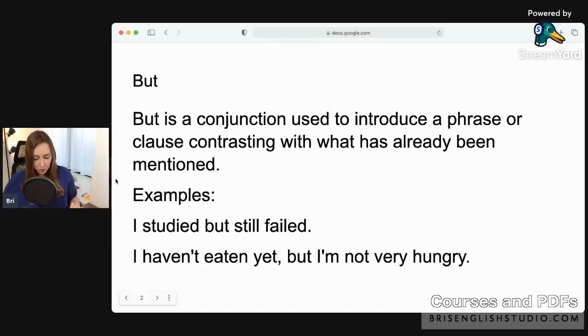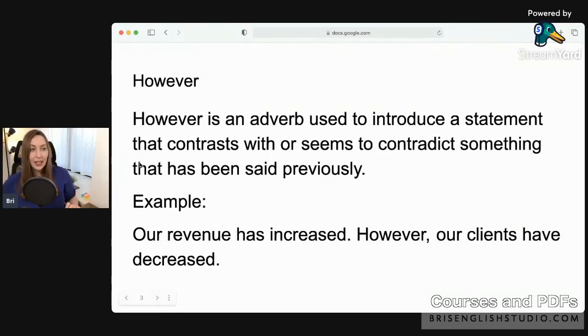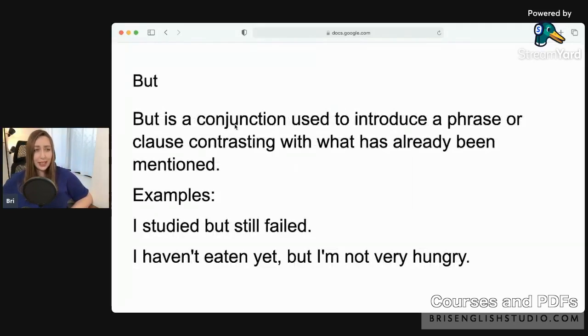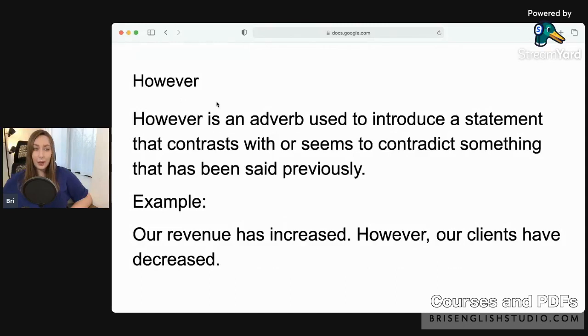Let's go on to however, okay? So however is an adverb used to introduce a statement that contrasts with or seems to contradict something that has been said previously. Okay, so if you see here, but is a conjunction. However is an adverb. That is really the big difference. That's the only difference.